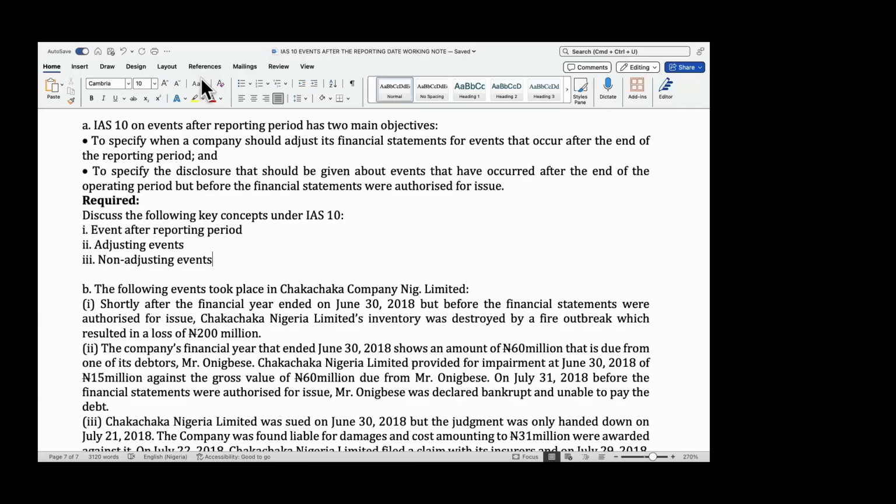Can anyone correct her? Okay, now let me try again. There are events that are either favorable or unfavorable. I think they occur between the reporting date and the date on which the report has been authorized for issue. I think something like that. Now you're correct.